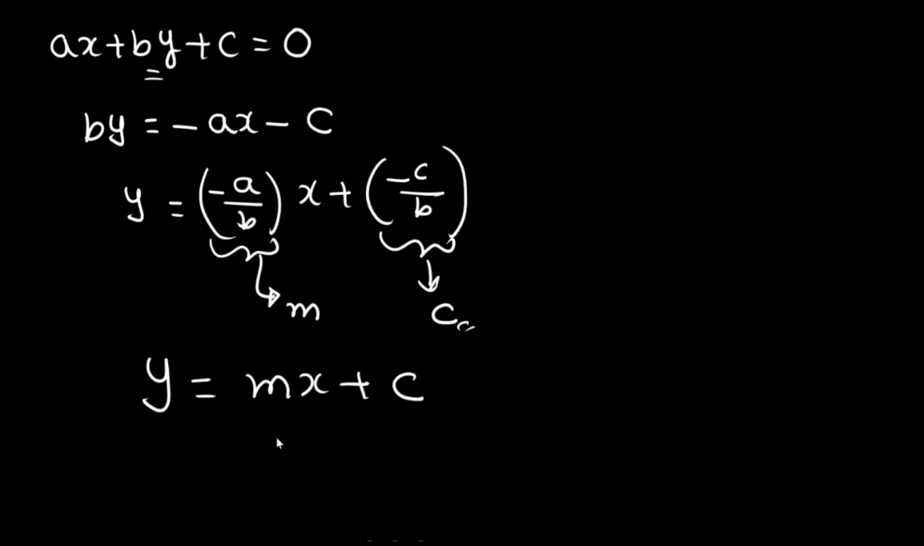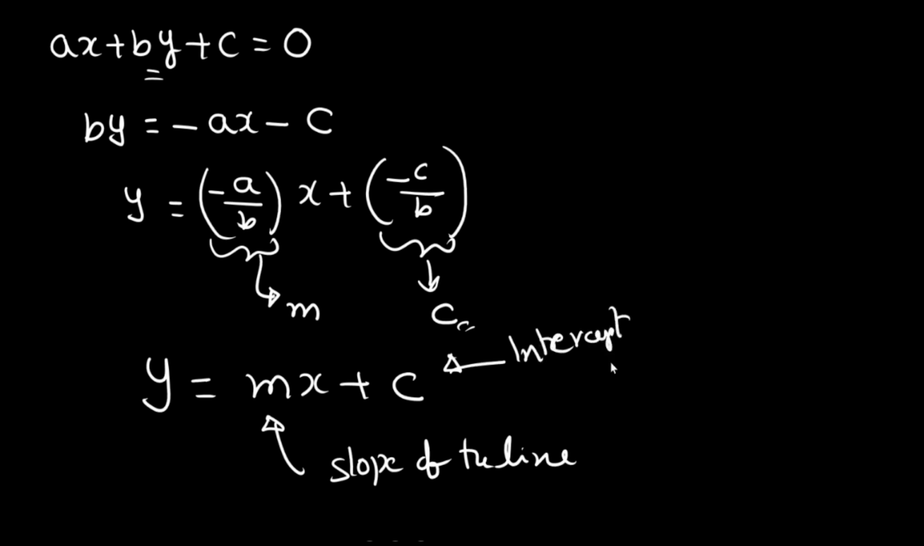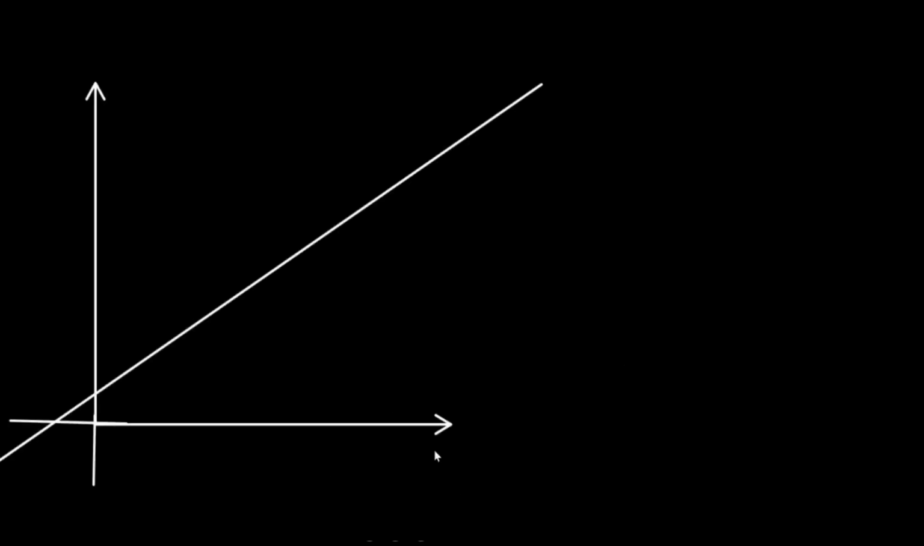Here we have the question. So here m they are calling the slope of the line, and c is the intercept. So why is this called the slope of the line and why is this called the intercept? Let's see. Let's take a coordinate system. So this is the x-axis and this is the y-axis. This is our line. So we have written the line equation in the form of y is equal to mx plus c. Okay.